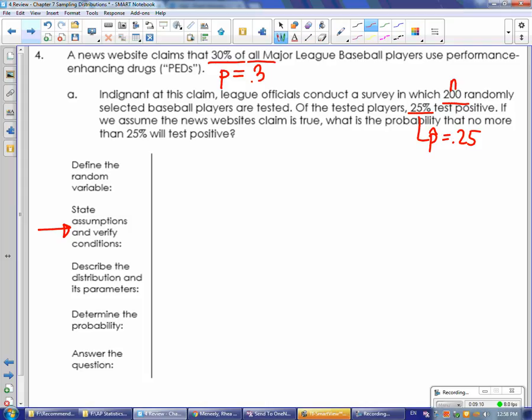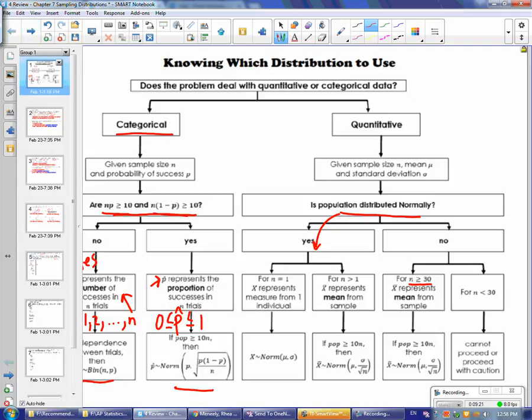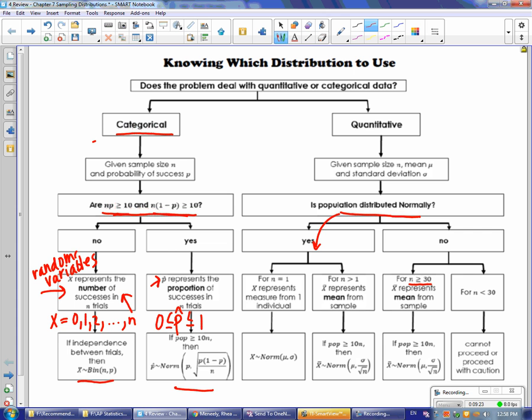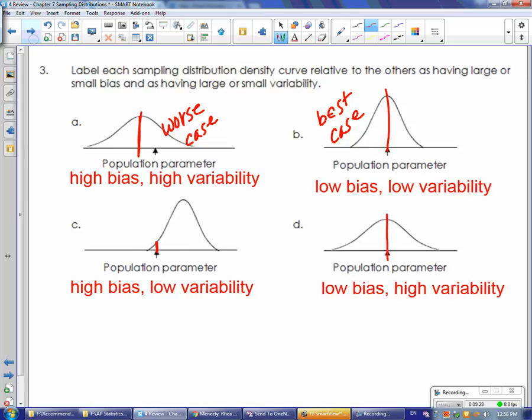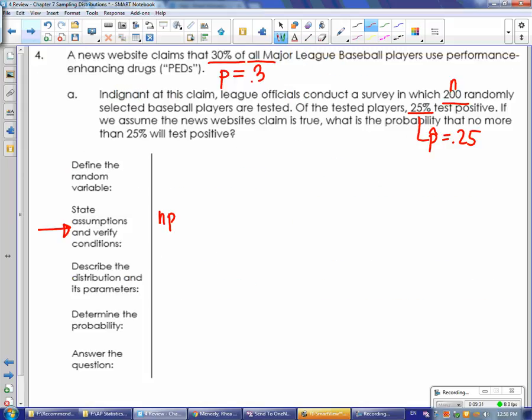And we always want to look, if we're dealing with sampling distributions, to see if a normal distribution is feasible. So the first thing I want to do is multiply n times p. If we go back to our flow chart, since I know I'm dealing with categorical data, the very next thing I want to do is multiply n times p and n times 1 minus p. So n times p in this case is going to be 200 times 0.3.